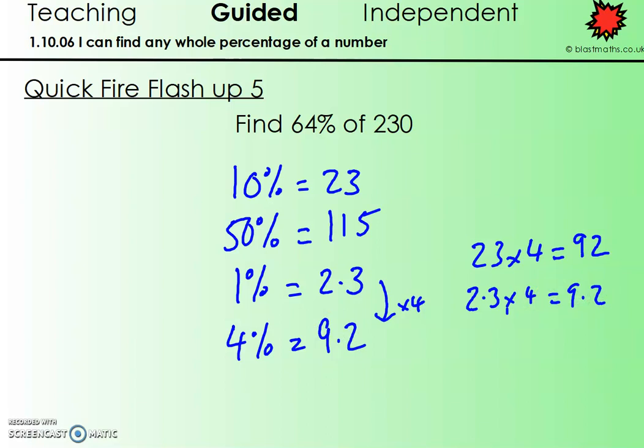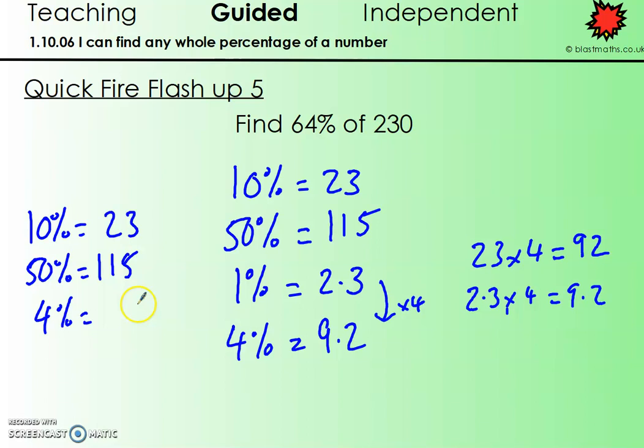And I want 64%. So just write it here because I've got space. So 10% is 23, 50% is 115, and then I want my 4%. Notice I'm writing them in the columns here, is 9.2. Put my placeholders in. 2, 14, it's going to be 17, carry the 1, the 2, the 1, and the 1 is 4, and then I've got 1 left over, so it's 147.2.